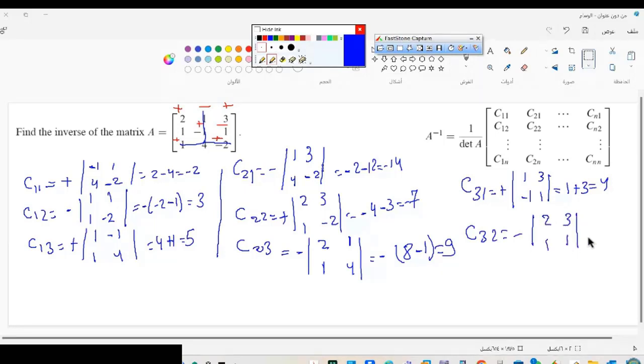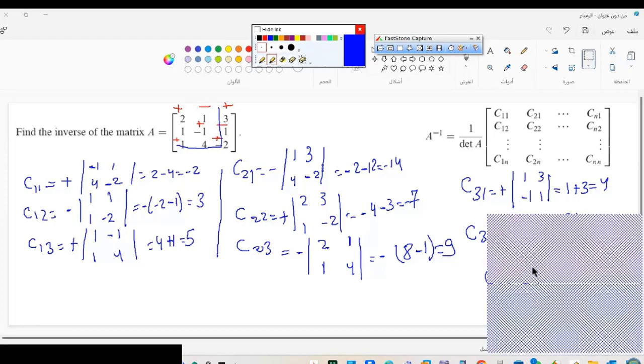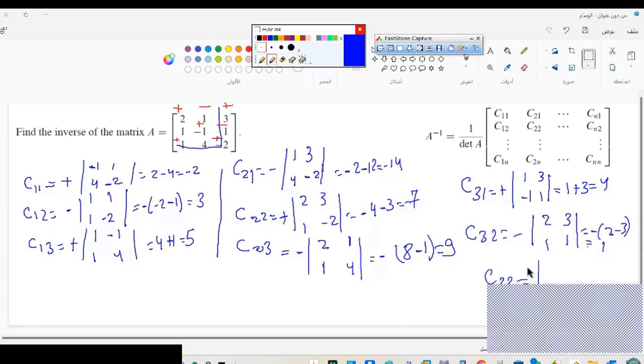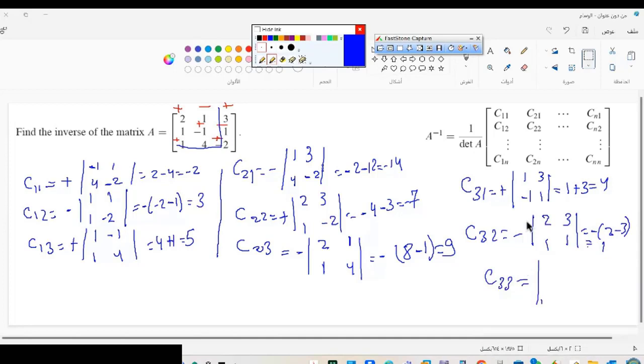A little bit you need to take care. 2, 1, it is minus 2, minus 3, it is minus 2, it's minus 1, it's 1. C33, cancel this, cancel this. So it should be minus 7. C3, which one? I will check. If any mistake, excuse me, correct me. Thank you for any help.